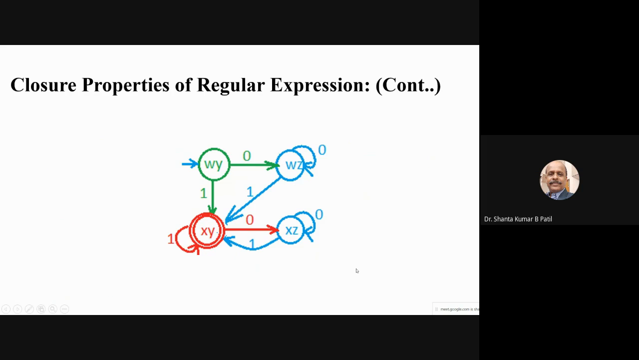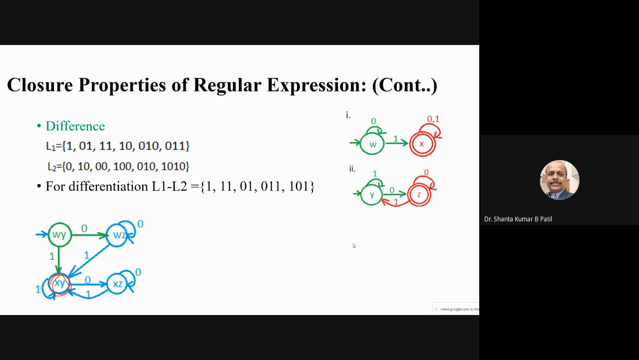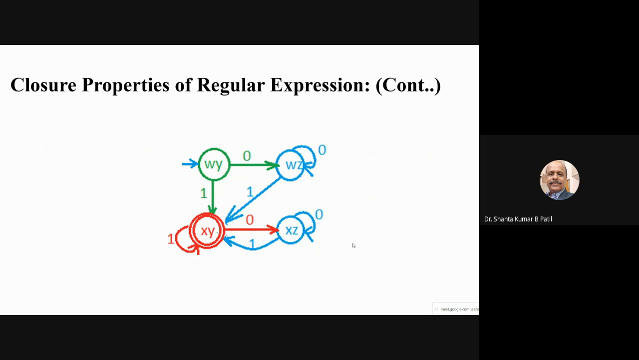Finally, the figure looks like this for the difference operation. It is going to accept strings like 1, double 1, 0 1 0 1 1 1 0 0 1 0 1.